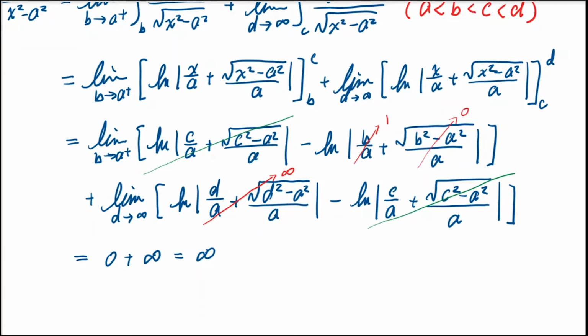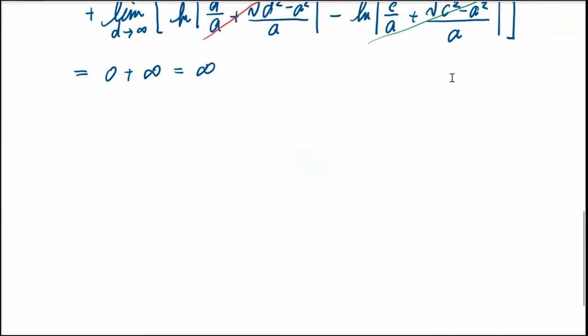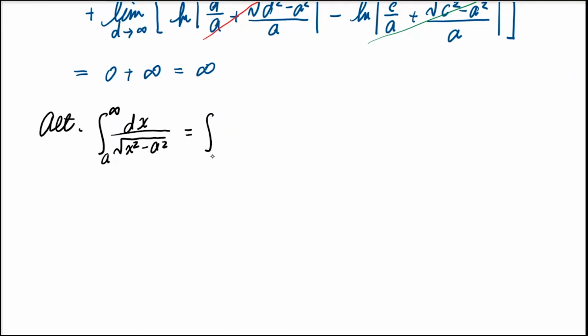There is. Okay, so let me show you the alternative, okay? I'm gonna do the alternative in black. Let me just start from a to infinity of dx over the square root of x squared minus a squared, and we'll make the same trig substitution, right? So from 0 to, oh wait, this becomes secant theta, right?